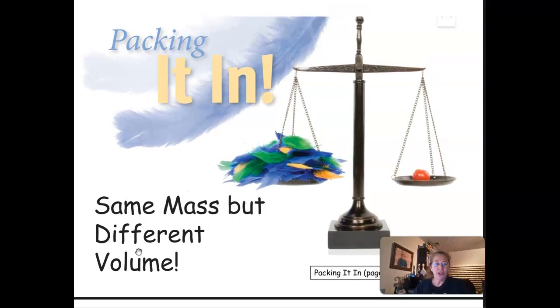In this example in your textbook, it has a scale, and on one side it has a whole bunch of feathers, and on the other side it has a tomato. This scale measures weight, and so each object has the same weight and has the same mass. But there is more volume taken up by the feathers than there is in the tomato, and this is because of the property of density. The feathers are less dense than the tomato.